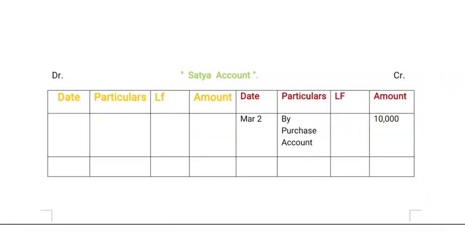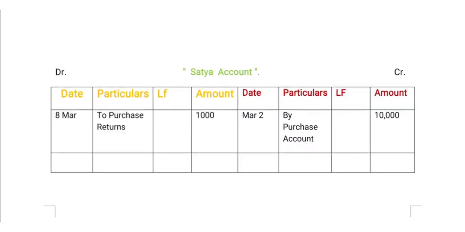Now, purchase is always on the credit side of the supplier account, so purchase return is on the debit side. That's the reason we are coming to the debit side of Satya's account, that is 8th March to purchase returns, 1,000 rupees. Here the 1,000 rupees we have already calculated in the purchase returns account. It is complete. Now we are going to another transaction.